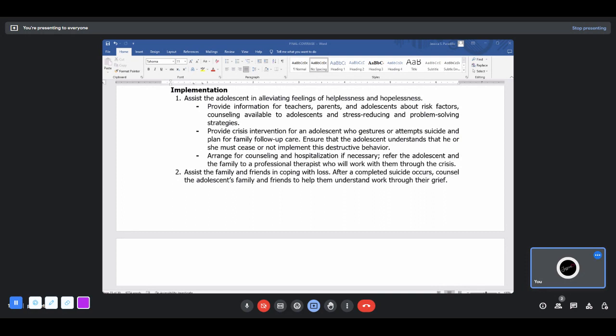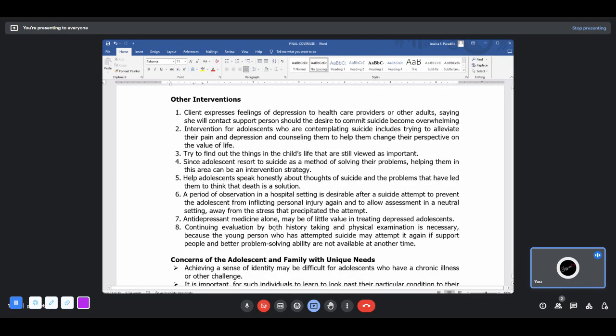Refer the adolescent and family to a professional therapist who will work with them through the crisis. Okay? Kung may kailangan silang makausap, may i-refer yan. Okay? Another one is assist the family and friends in coping with the loss. After a completed suicide occurs, counsel the adolescent's family, yung mga naiwanan, and friends to help them understand and work through their grief. Paano sila makaka-overcome dun sa loss. Okay? We have other interventions.